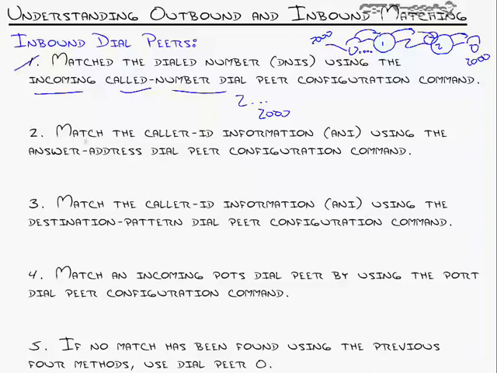Done with that. The next thing it's going to do is try to match the caller ID information, known as automatic number identification, or ANI service, using the answer address command.